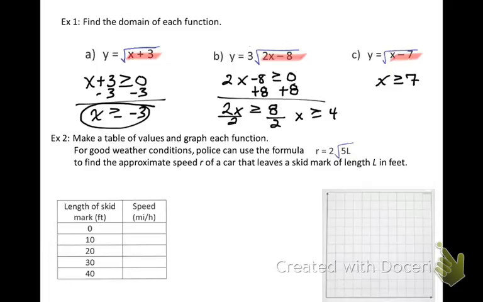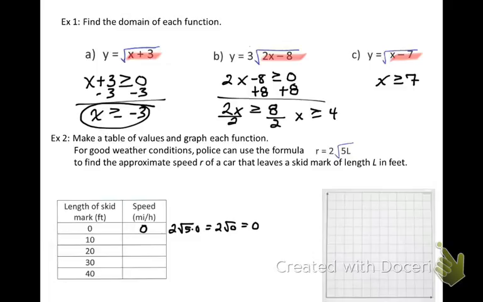So we're trying to find the speed of a car. I chose 0, 10, 20, 30, 40 feet. Okay, sorry, feet. So now we have to find the miles per hour. So I'm going to plug them in. So it's going to be 2 times the square root of 5 times 0. What's 5 times 0 equal? 0. Yeah, 2 times the square root of 0 is what? 0. So I'm not going very fast when I don't get a skid mark.